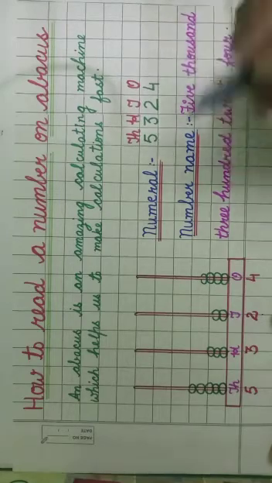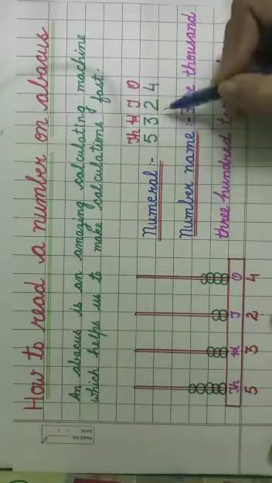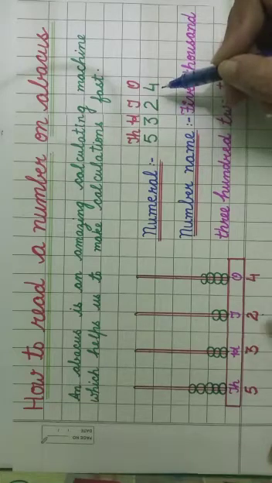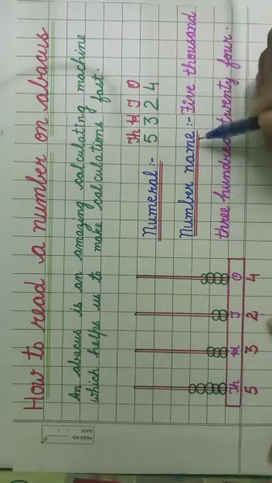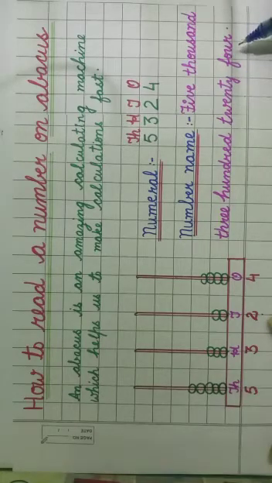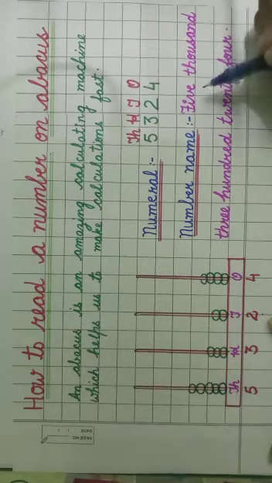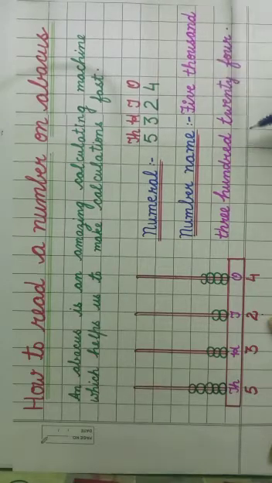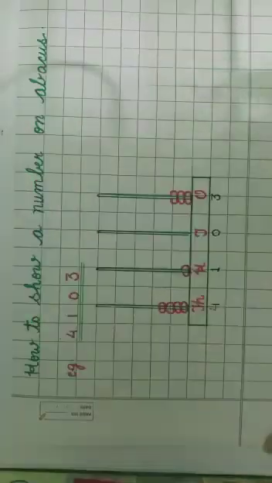Clear beta? So numeral we get is 5324. And number name for this numeral is 5324. Is it clear? Number name is 5324. Is it clear beta?